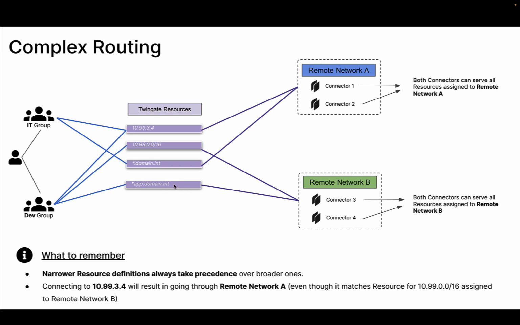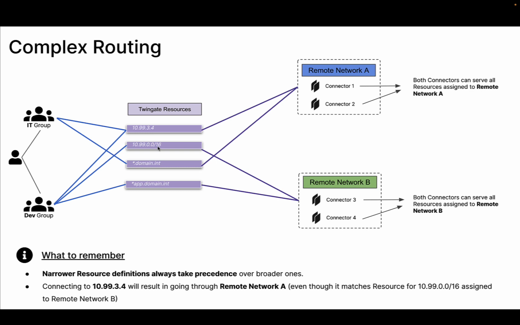star.app.domain.int. So you don't have to worry about any rule as long as there is no ambiguity for your users, right? So the fact that those two resources are attached to two different remote networks is not a problem as long as the two resources are not assigned to the same user. But there are some cases in which it's the case. So here, for instance, all of the members of my dev group have access to the star.app.domain.int, but also the single IP and then this full CIDR range.